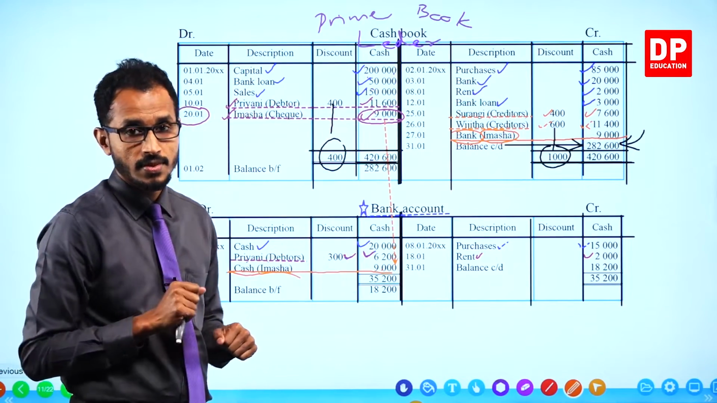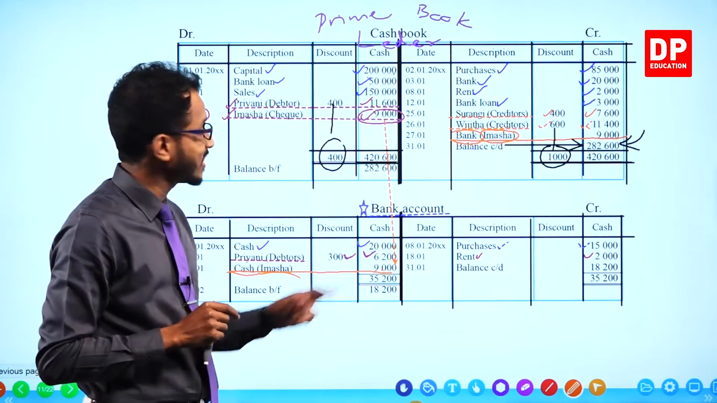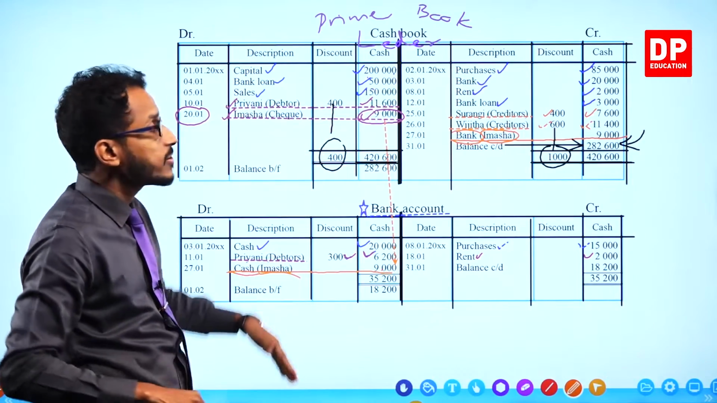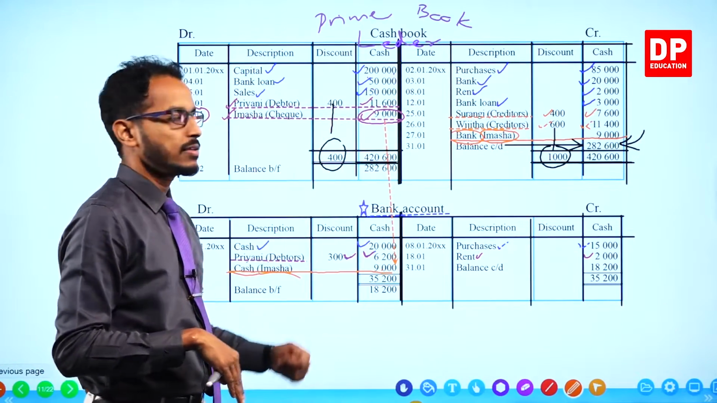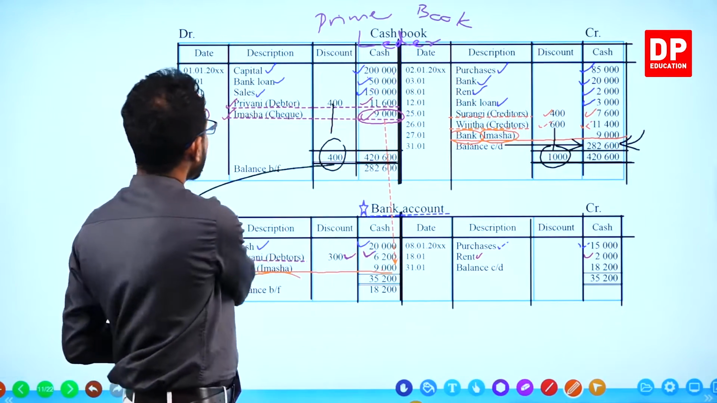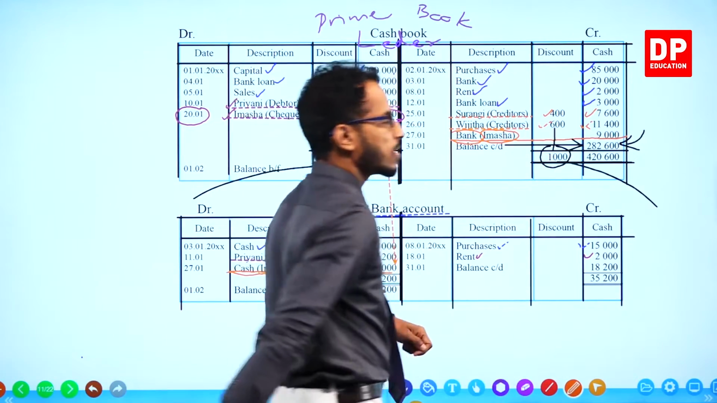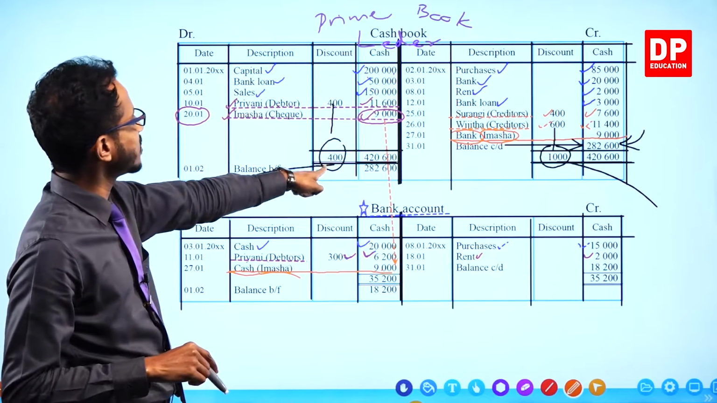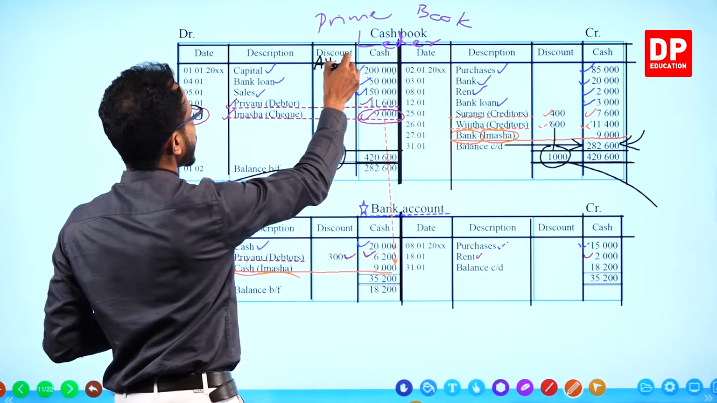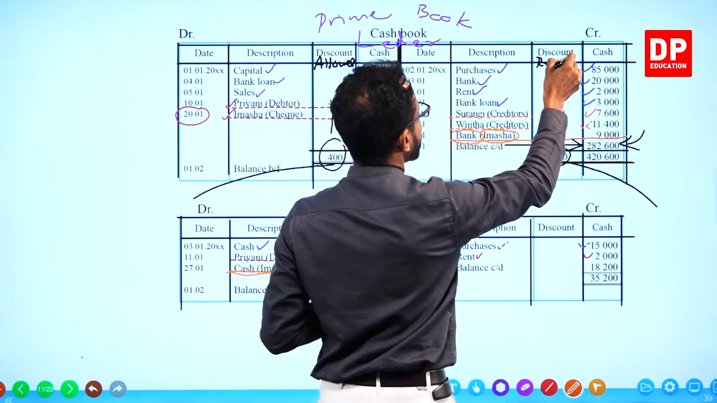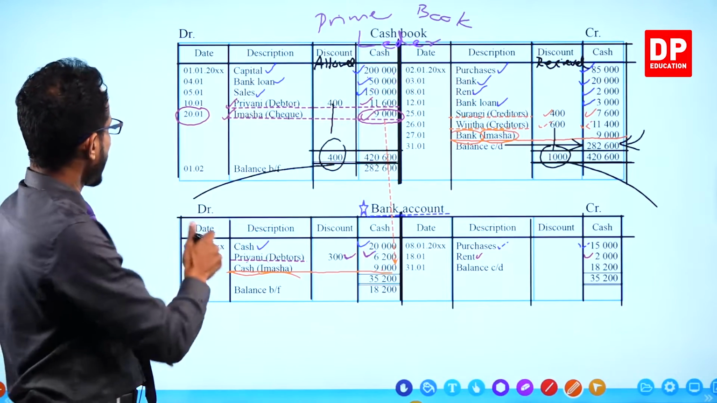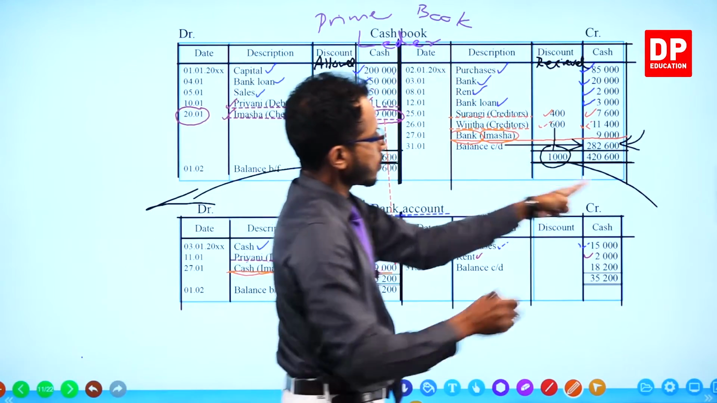Now, most of the children forget this when they do such a question. Take the total, but don't just leave them. Transfer to the relevant ledger accounts. What is the relevant ledger account? This is the discount allowed column, and this is discounts received. This goes to the discount allowed account, and this goes to the discount received account.